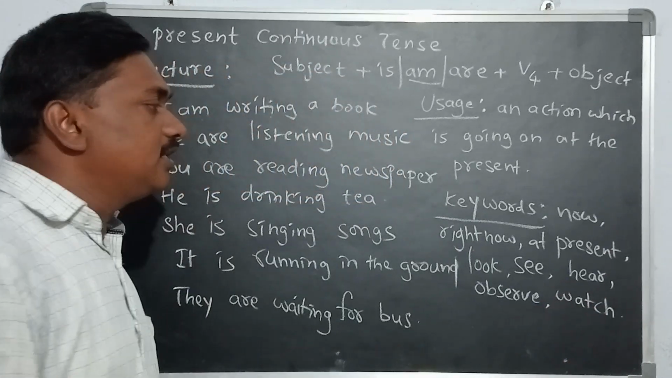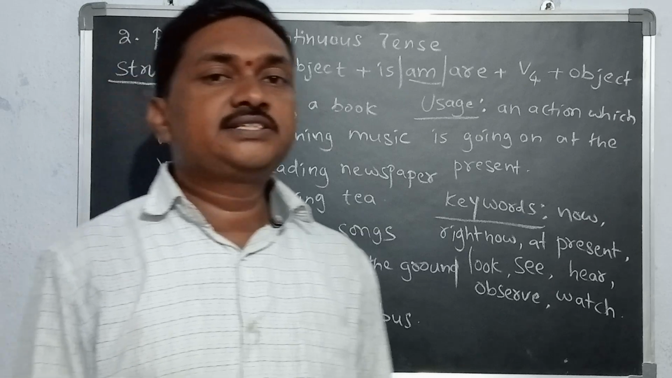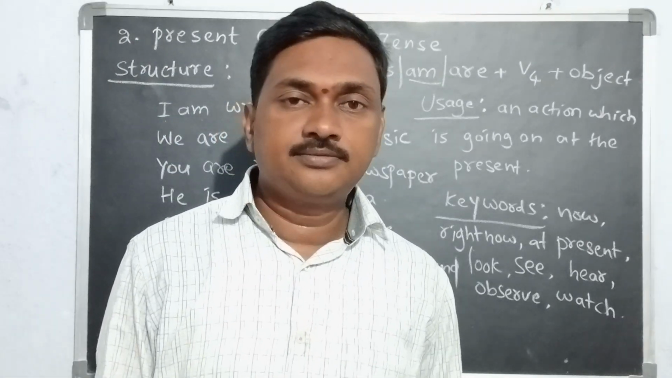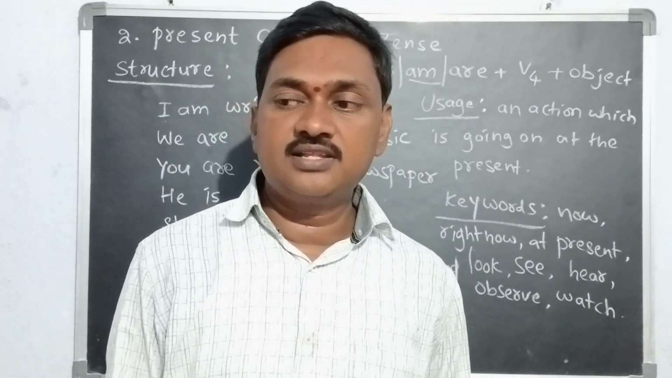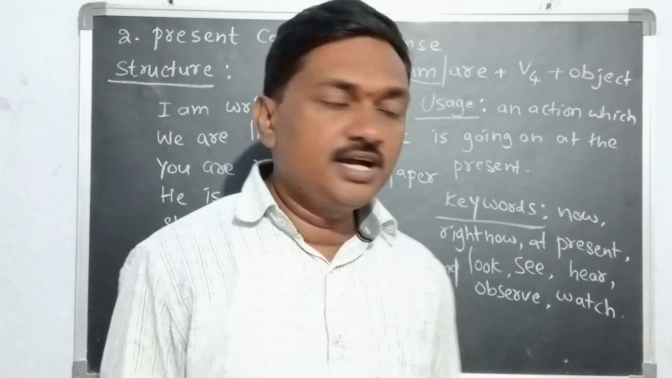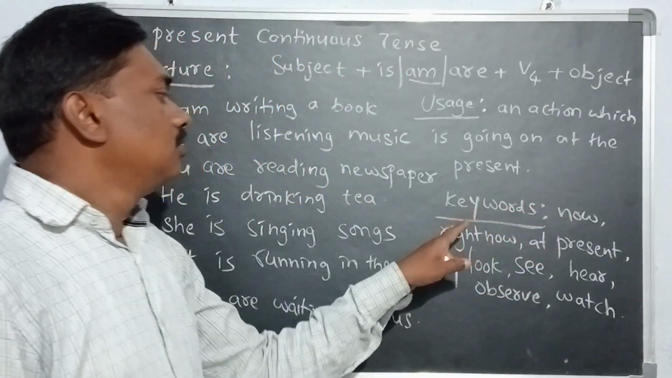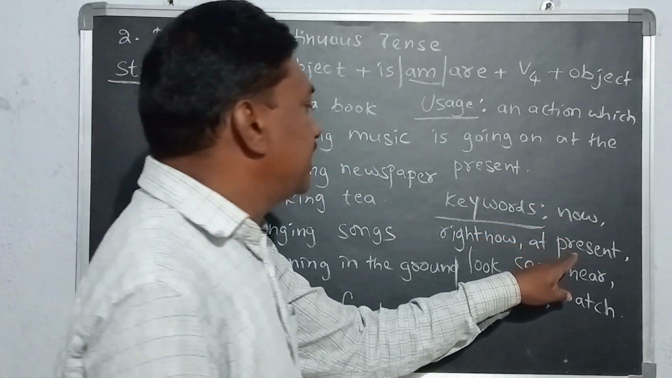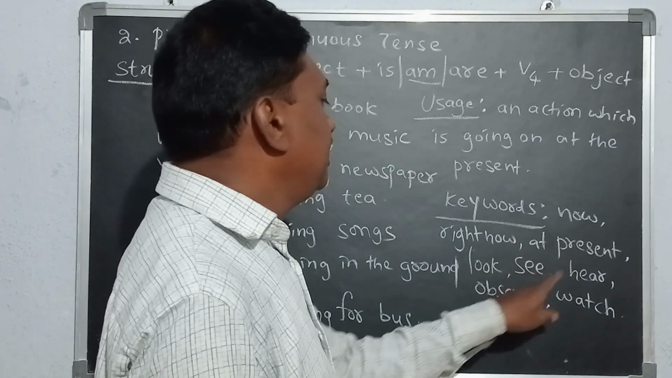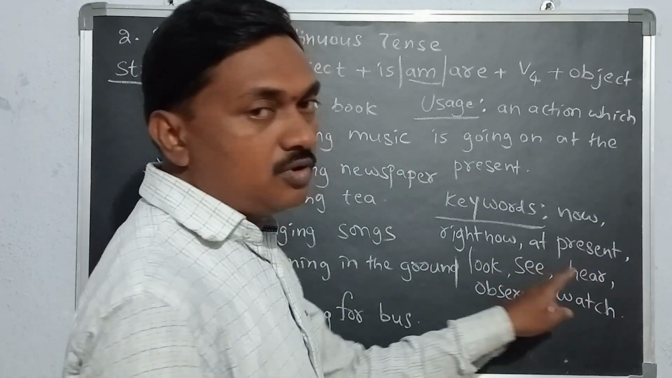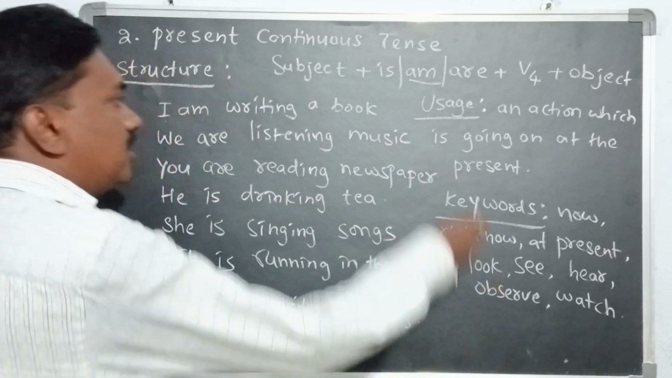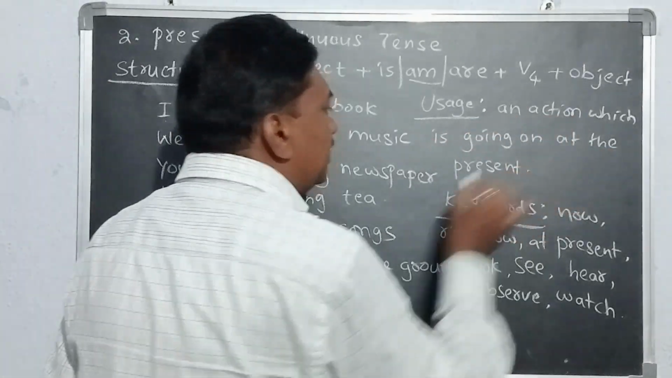All these are the keywords generally we use in present continuous tense. What are the keywords we use in present continuous tense? Now, right now, at present, look, see, hear, observe, watch. Usage, an action which is going on at present.